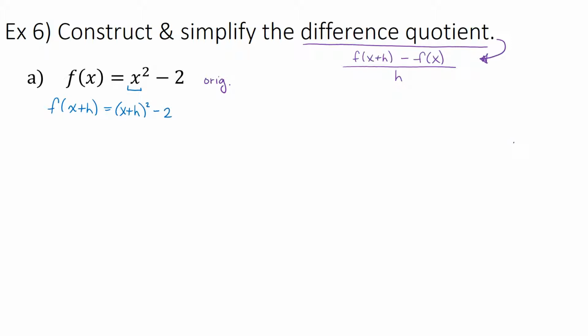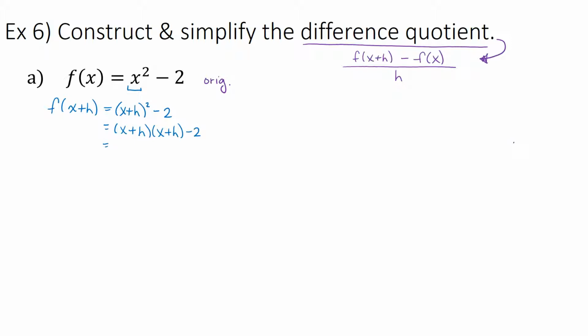Once we've plugged it in, we want to go ahead and take the time to simplify as much as possible. And so order of operations comes up. First off, we have grouping symbols, but there's nothing we can do inside. So we move on to exponents, and since we have x plus h squared, we are going to take care of that. X plus h squared means x plus h times x plus h, and we still have that minus 2 at the back end.